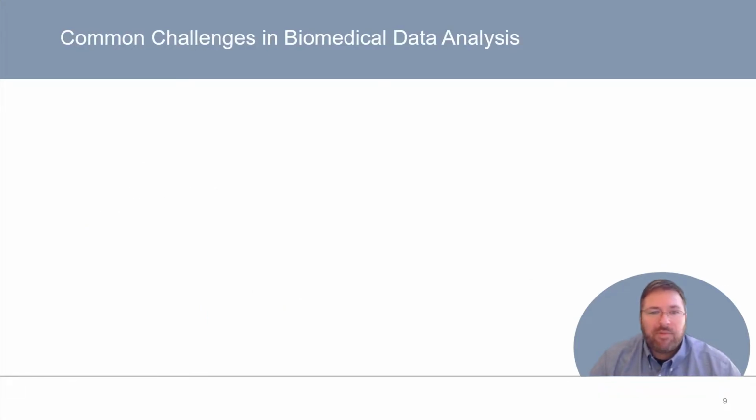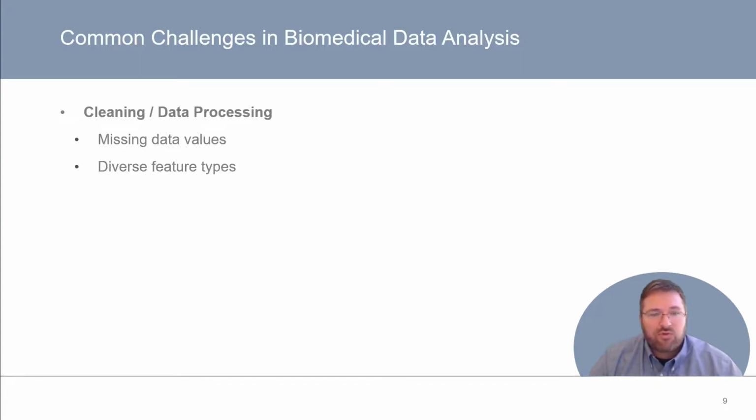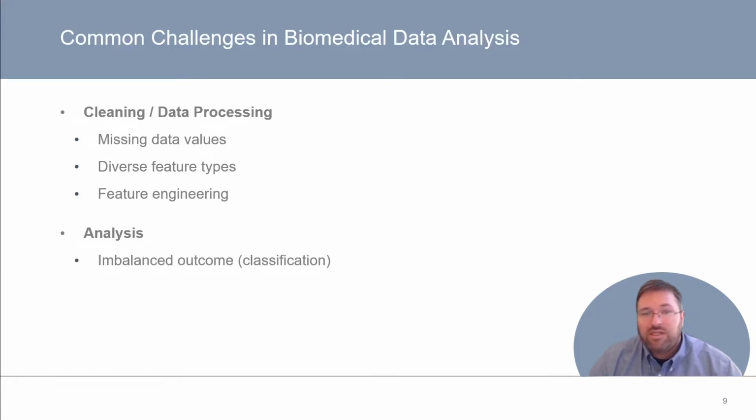Next, let's review some of the common challenges we might need to consider or overcome when conducting a biomedical data analysis. I've separated them here into some general categories. First, we have cleaning and data preprocessing. Here we may have to deal with handling missing data values, diverse feature types, and preparing features for modeling with feature engineering. When it comes to analysis, if we're doing classification, we'll need to worry about class imbalance, which is when we have many more of one class than another. Class imbalance can impact model training, as well as require us to be careful to take that imbalance into account when we evaluate our models.